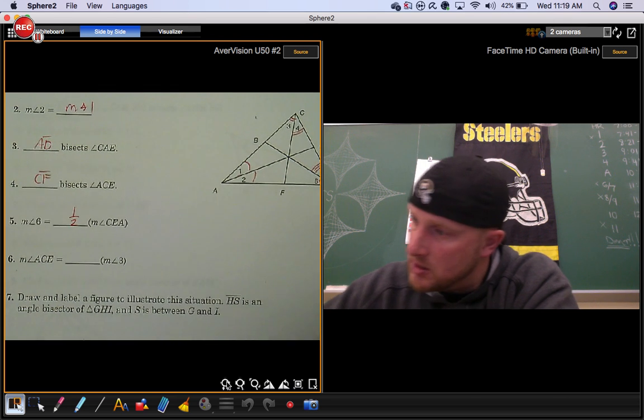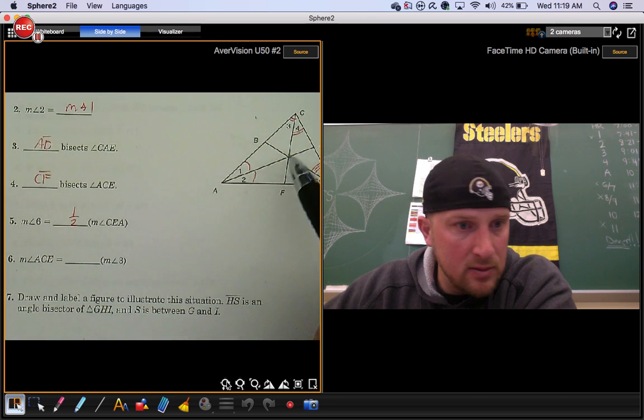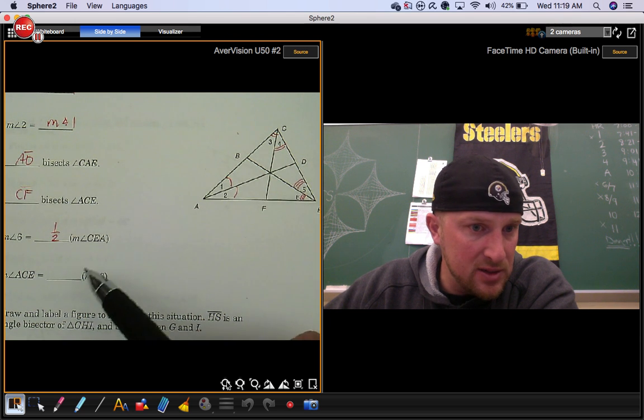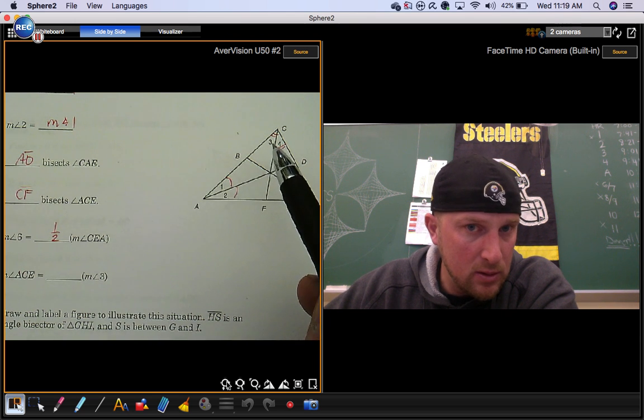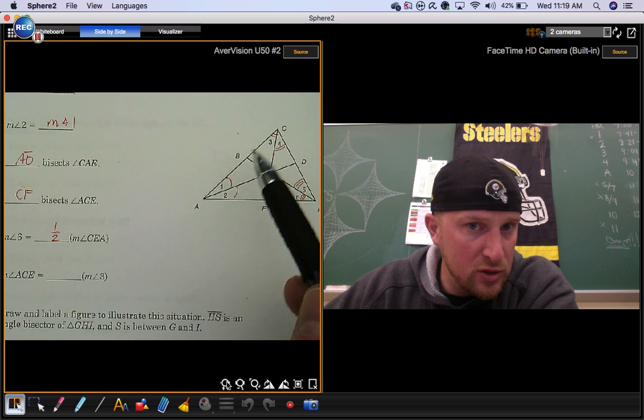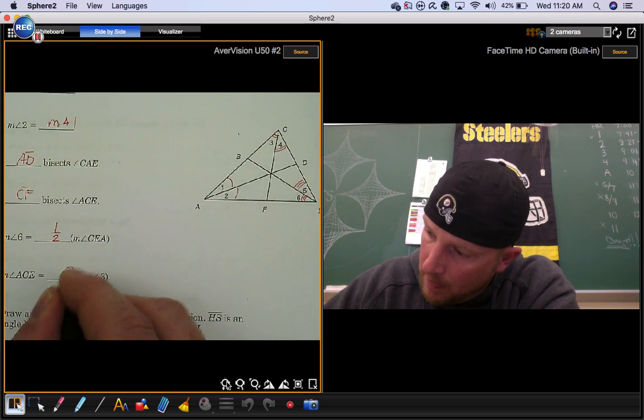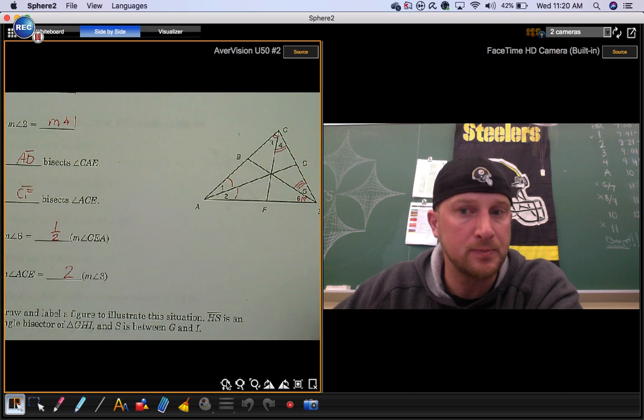And number 6, the measure of angle ACE, that's going to be equal to something times the measure of angle 3. So if you knew angle 3, what could you do to get the big angle? You would multiply by 2.